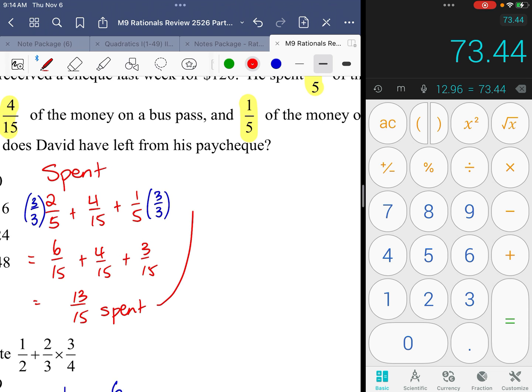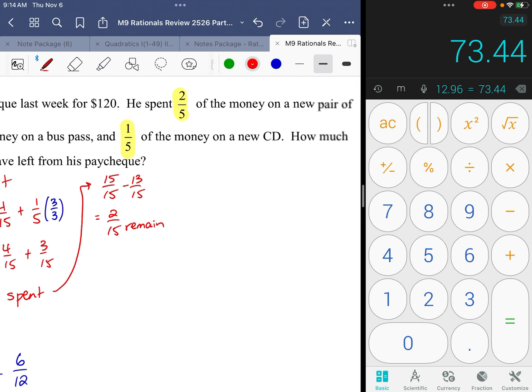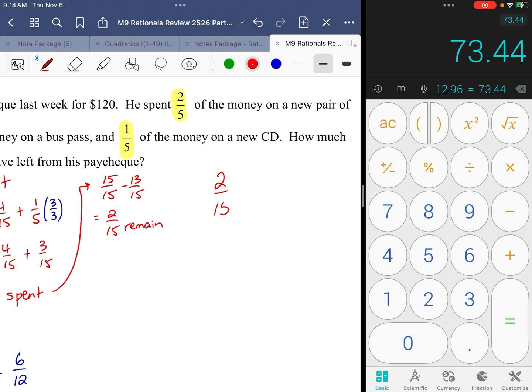So fractions always add up to 1. So 15 out of 15 would be full, minus the 13/15 that he spent, leaves us with 2/15 remaining. So we've got to take that 2/15 and we're going to multiply that by how much money he has, 120. 120 is the same as 120 over 1.